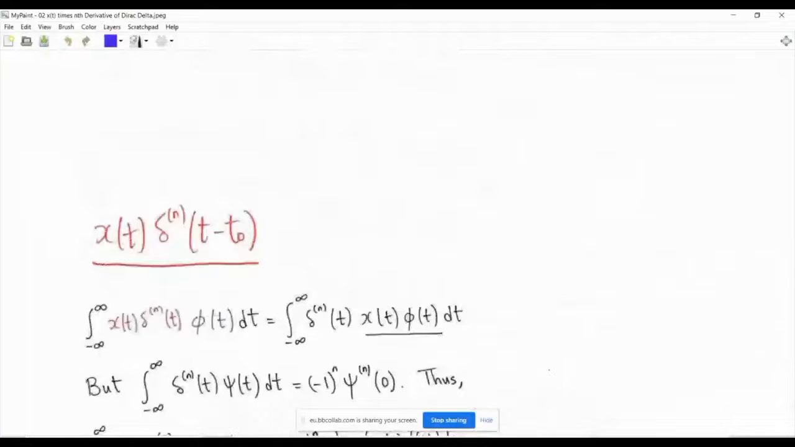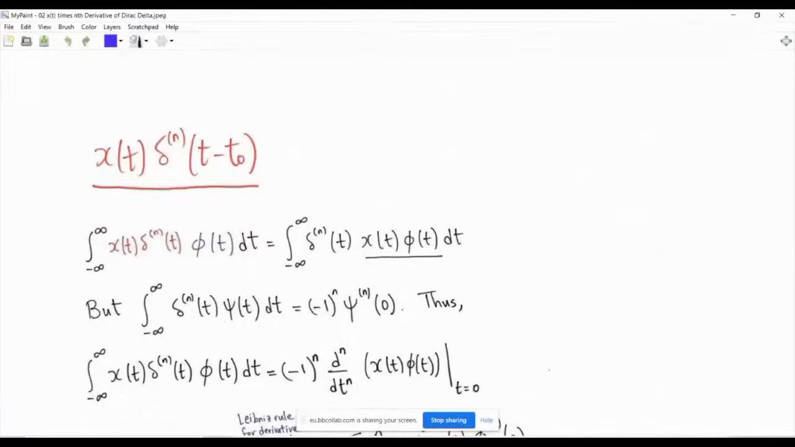The thing to do with the Dirac delta is to investigate what happens if we don't have integration and we have a derivative of the Dirac delta. So what is x of t multiplied by the nth derivative of delta of t minus t0? Let's focus first on the case in which t0 is equal to 0, so we don't have any time shift.